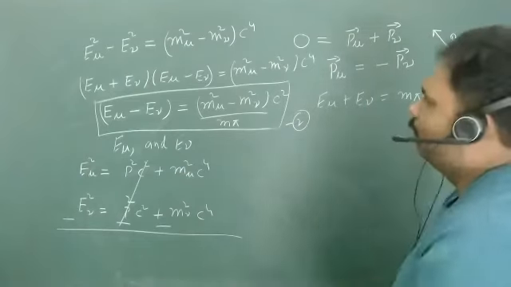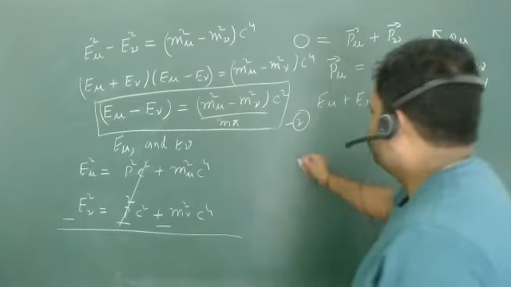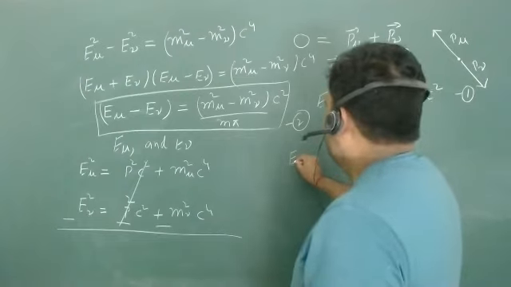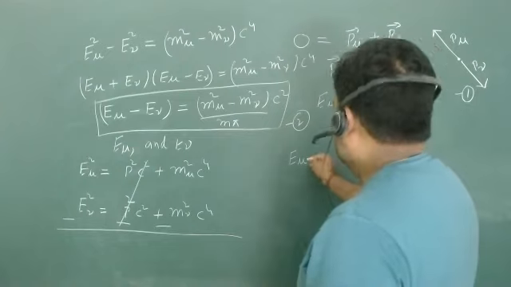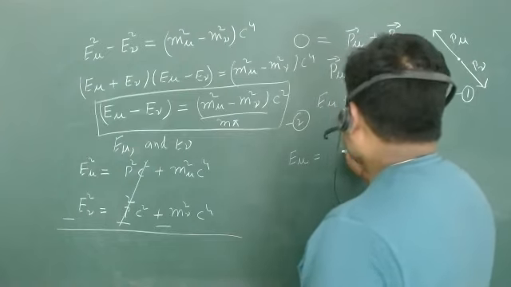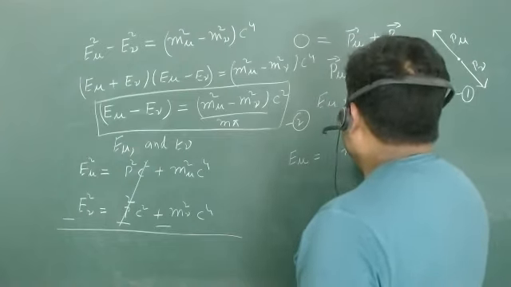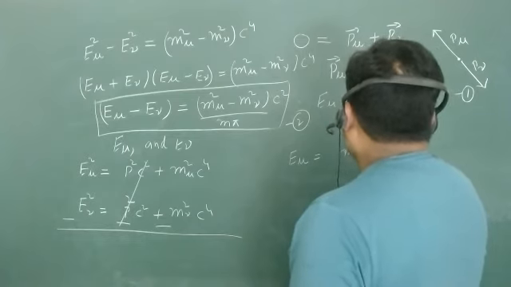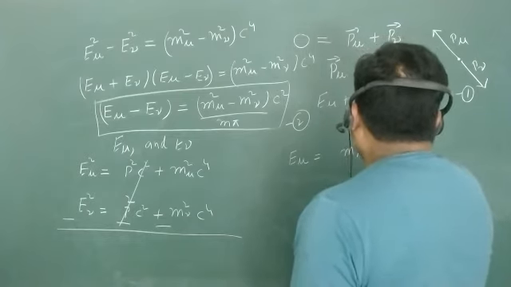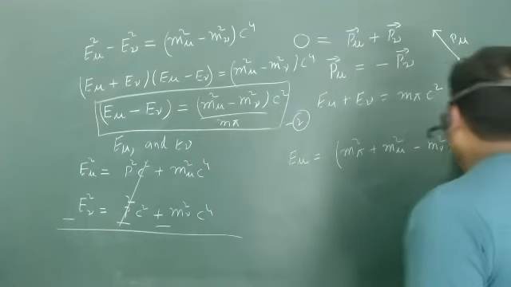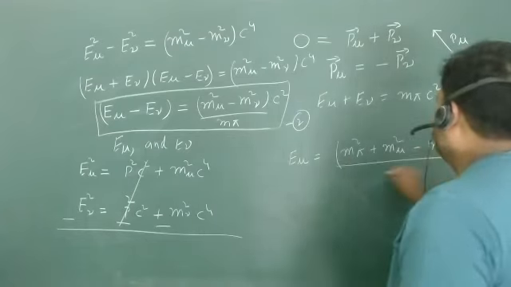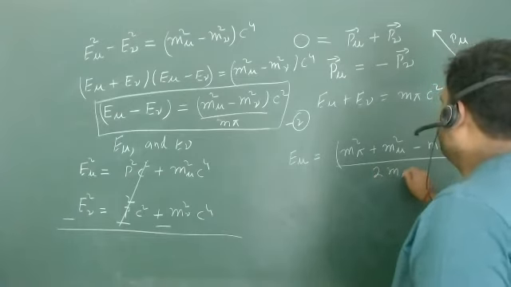So how we will solve it? Just we will add it. So when you will add it, then you will get E mu is equal to M pi square plus M mu square minus M nu square, c square upon 2m pi.